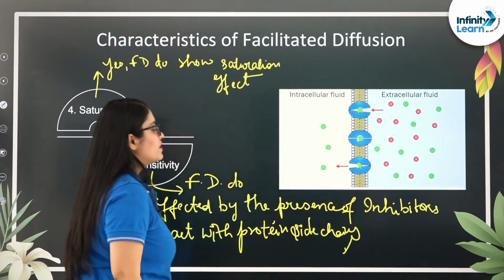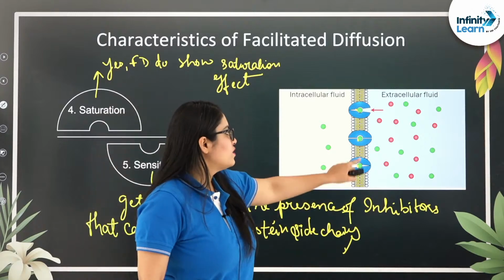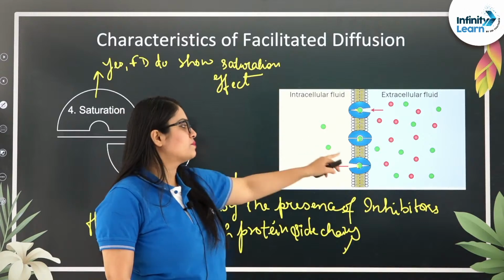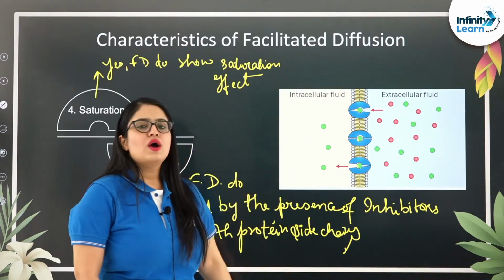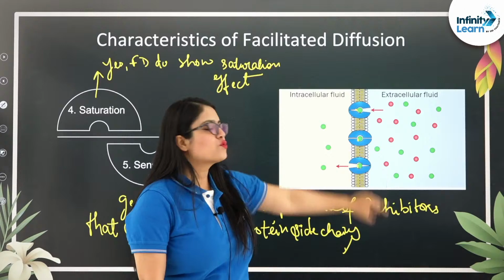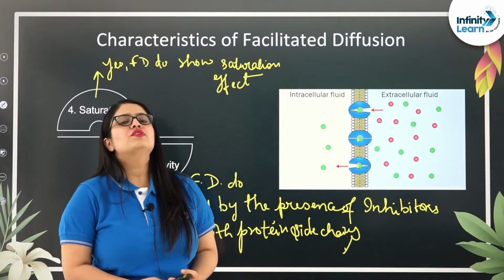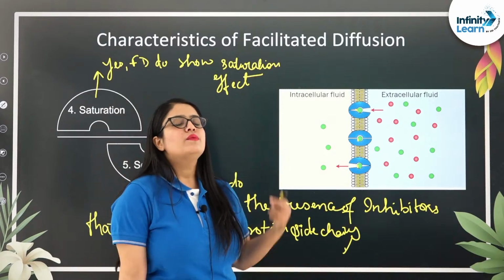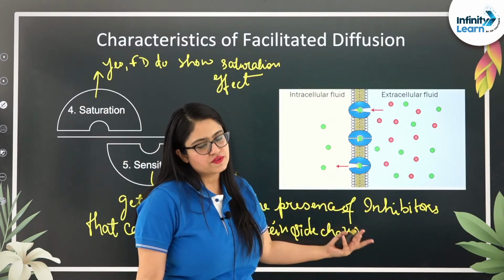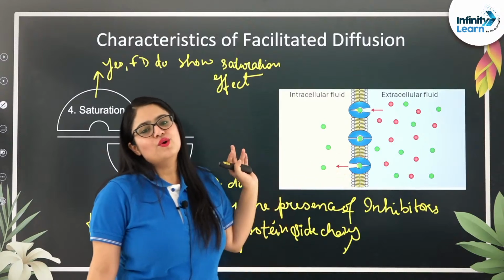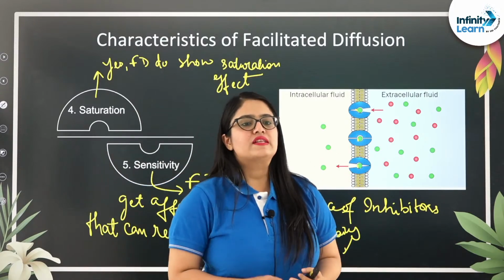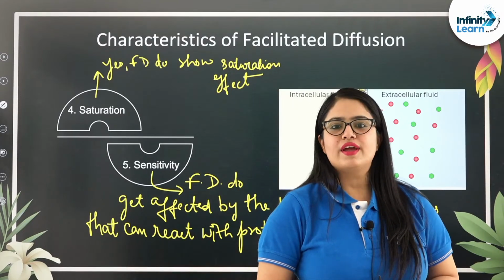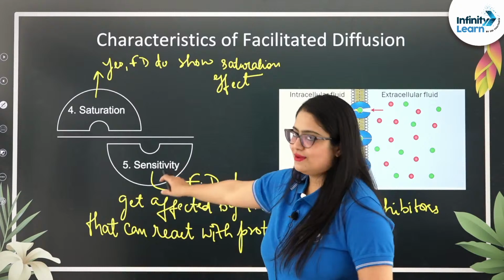So whenever there is a reaction of the inhibitor with the protein side chains of these membrane proteins, the property of these proteins will change and they won't be able to perform the function they were doing before the reaction. That means they won't be able to smoothly transport substances from their higher to their lower concentration. So yes, facilitated diffusion does get affected because of the presence of inhibitors.